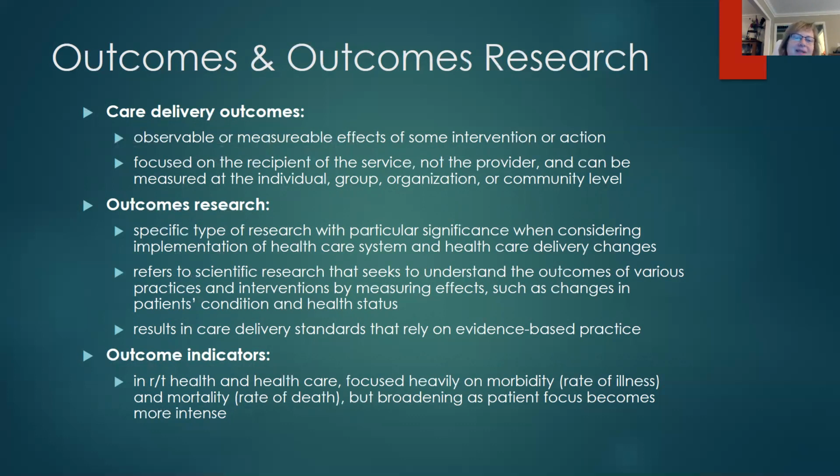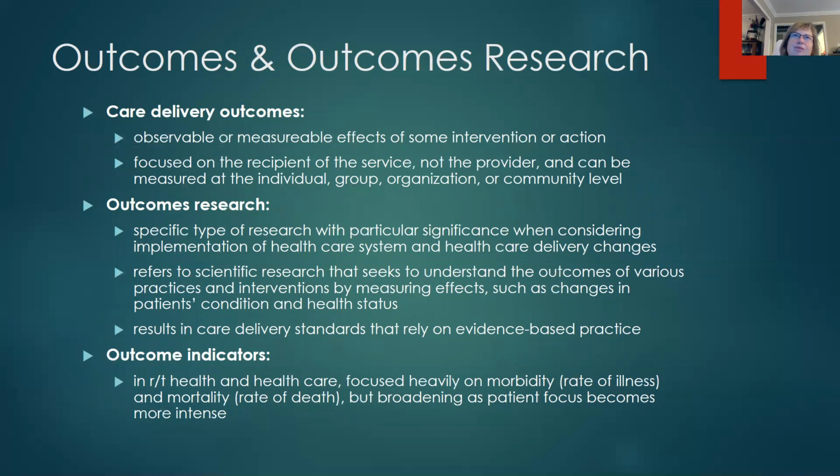So what are our outcome indicators? When we look at health and healthcare, those outcome indicators are focused very heavily on two elements: morbidity, which is the rate of illness, how many people are experiencing, let's say, type 2 diabetes or other kinds of things, and also mortality, which is the rate of death. So how many people are actually dying from whatever that ailment is.